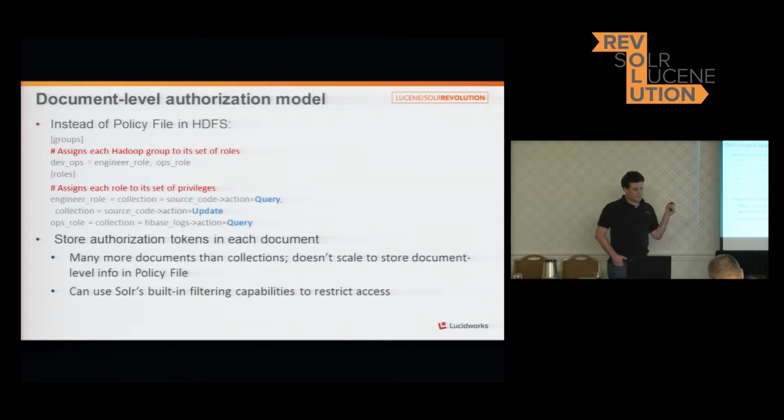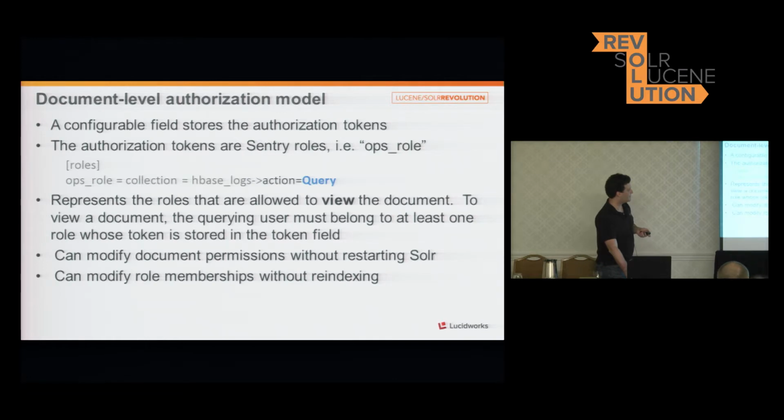Instead of a policy file stored in HDFS like we had for collection level authorization, we store authorization tokens in each document. The reason for this is fairly straightforward: if you have 100 million documents, it just won't scale to have 100 million entries in your policy file. Also, we can use Solr's built-in filtering capabilities to actually implement this. I'll talk about the implementation in a bit. The way this works is you configure a field to store the authorization tokens, and then the authorization tokens themselves represent the Sentry roles.